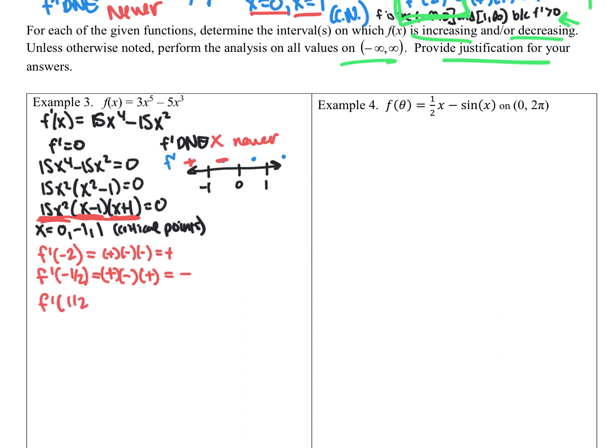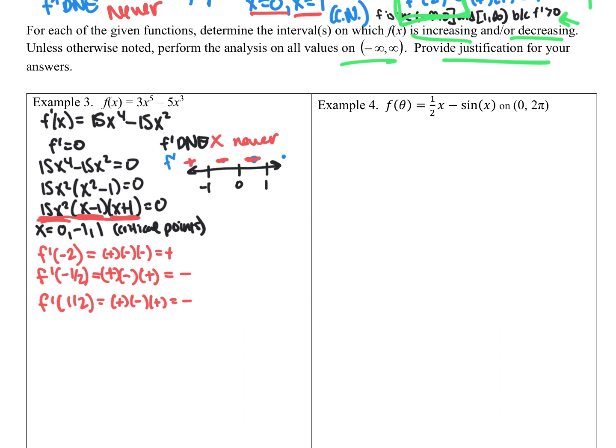Let's test a value between 0 and 1 next. So we'll pick 1/2. Plug it into the derivative, 15x squared, that'll be positive. 1/2 minus 1 will be negative. 1/2 plus 1 will be positive. So this will also be a negative. So it's negative between 0 and 1.